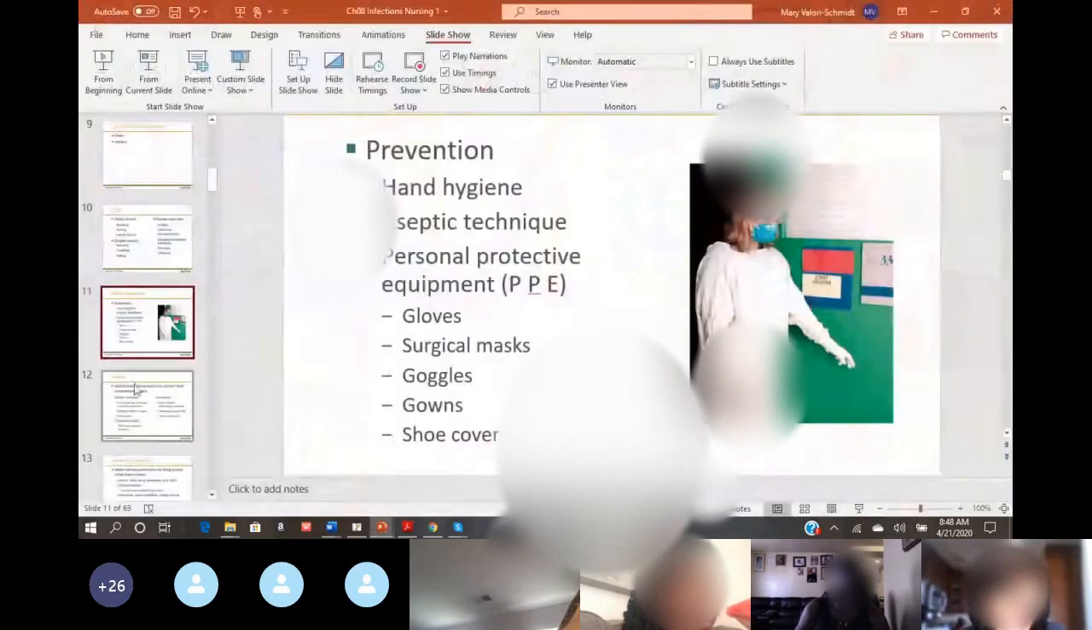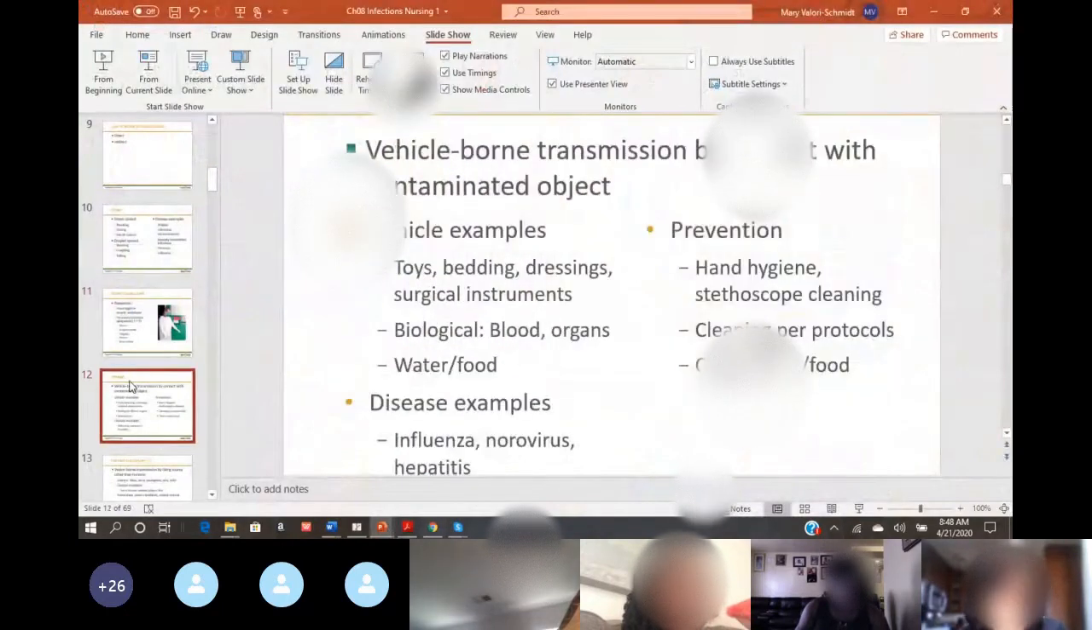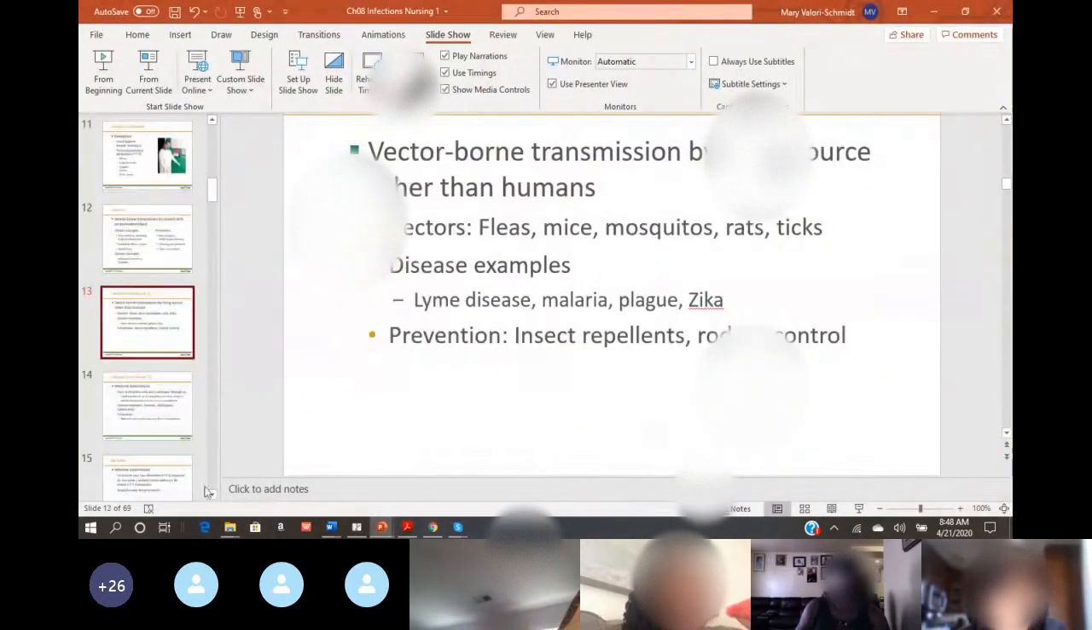Let me see if I have a slide for that. Let me get to that.